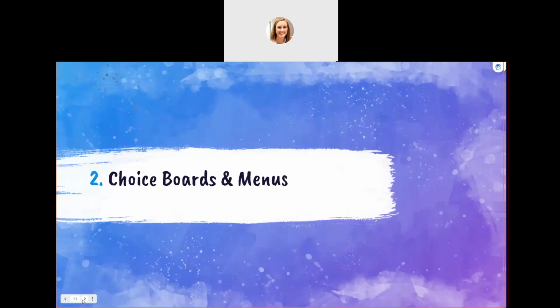All right, so now we're going to move into choice boards and menus. These have been around a long time. This is usually a great starting point when people are trying to implement differentiation. So we're going to take a look at a few different types, and then we're also going to look at some digital choice boards.